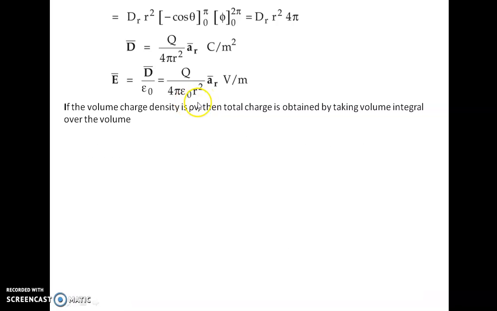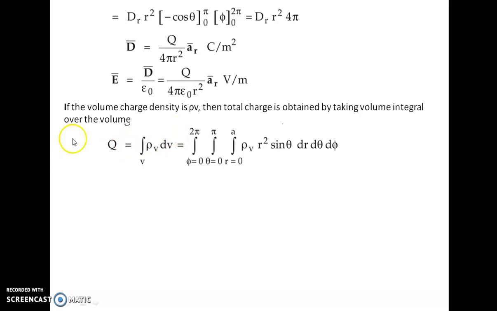Now we know that this sphere consists of uniformly distributed charge. So this is a volume, and I am considering the volume charge density rho v. So I can obtain Q by integrating rho v with respect to volume. So I can write Q is equal to the volume integration of rho v into dV. Volume integration means there will be a triple integration.